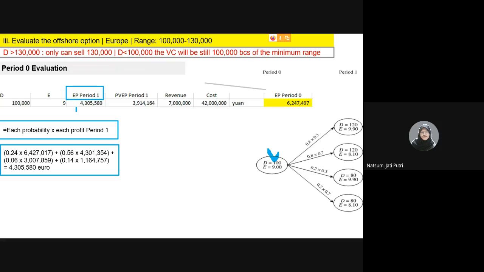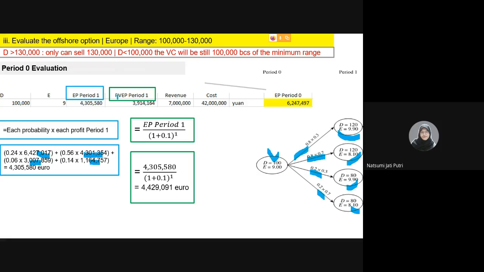And for the expected profit in period 1, it's also the same: its probability times the profit in each node, or we can see the profit from the previous table. And then for the PVEP, also the same, the value here divided by 1 plus 0.1 to the power of 1, and we get, oh, I'm sorry, I think it is wrong. Actually, it should be this number.